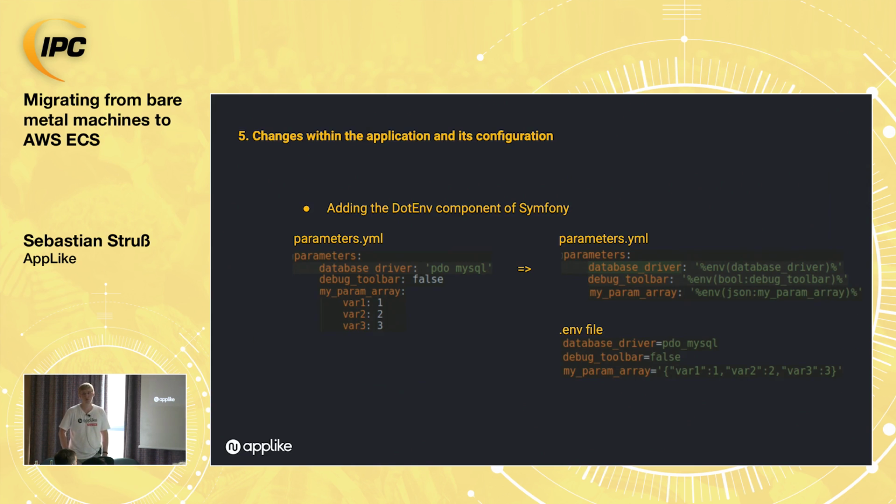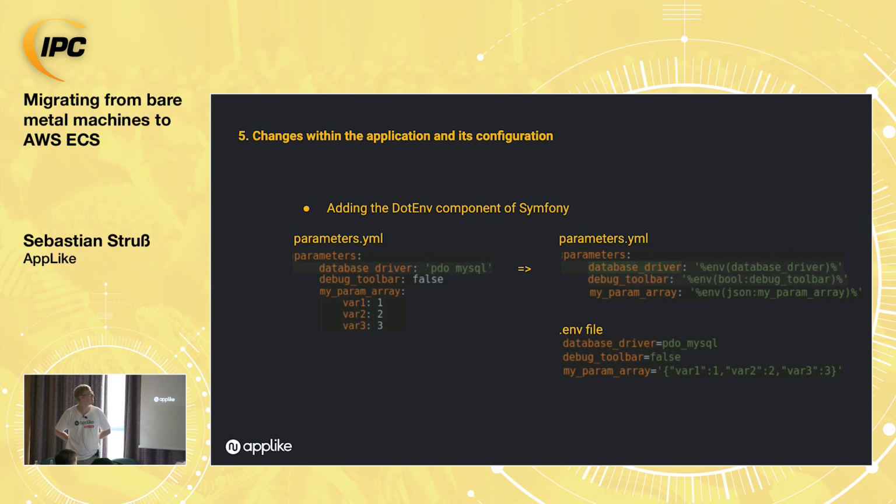Changes to the application were basically minimal. We just added the .env component for Symfony, so we are able to read environment parameters as configuration instead of having everything in the parameters YAML. So we are actually more modular with that and can deploy the same image in every environment and do not store any configuration or secrets in our parameters YAML by just reading it from the environment.